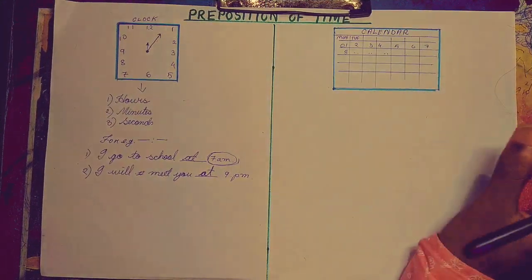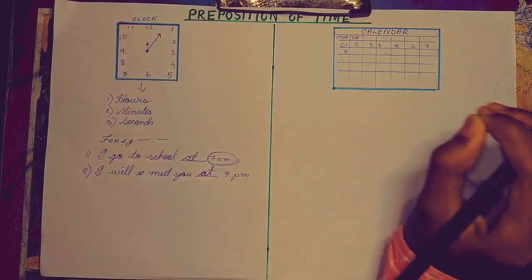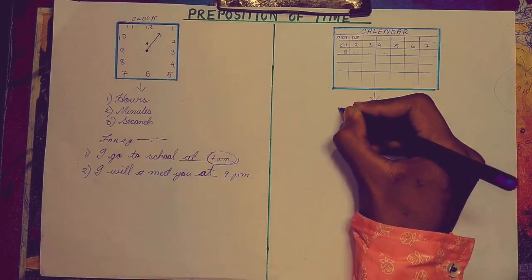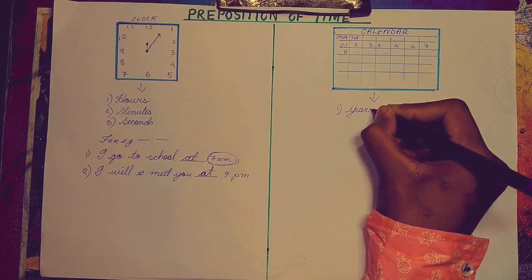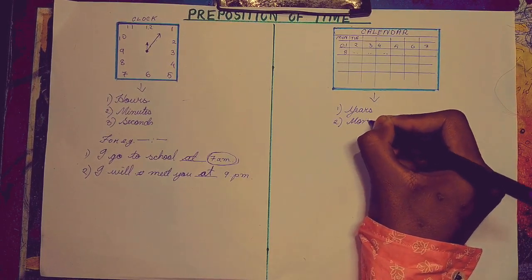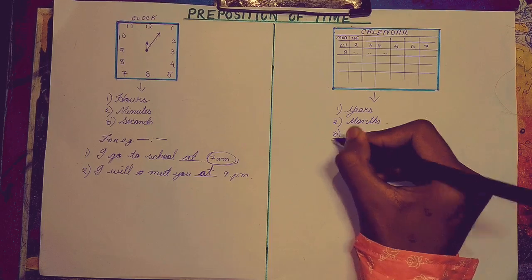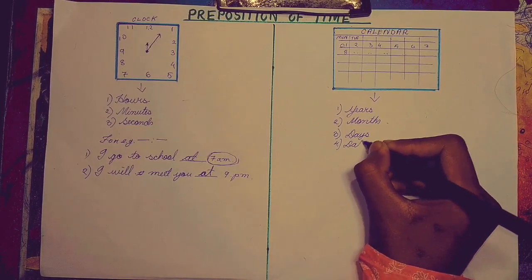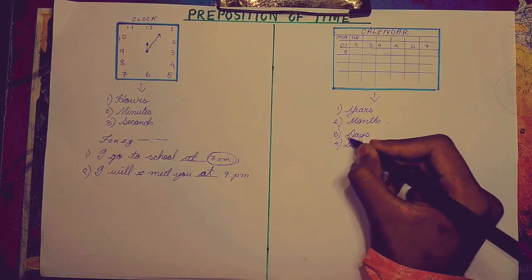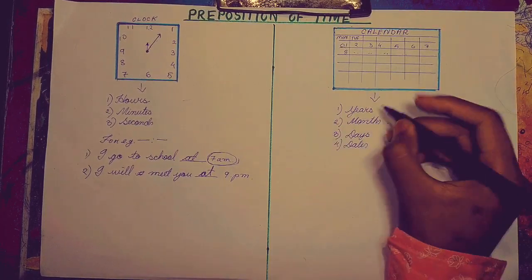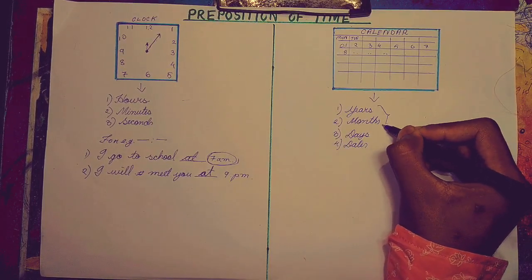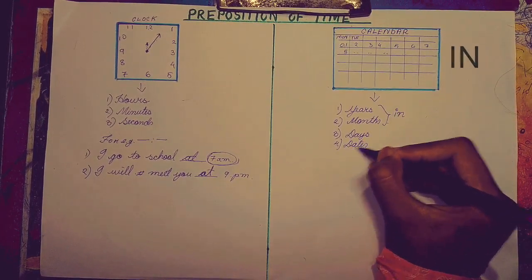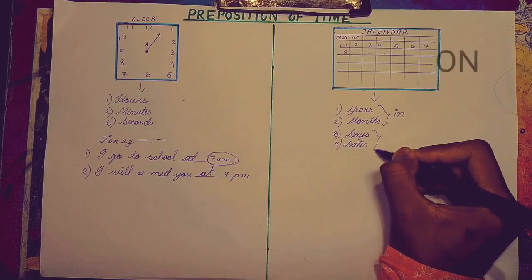Okay? In the case of a calendar, we can measure time in four ways. That is years, months, days, and the last one is dates. Years, months, days, dates. In the case of years and months, you will always use the preposition in. And in the case of days and dates, you will always use the preposition on.